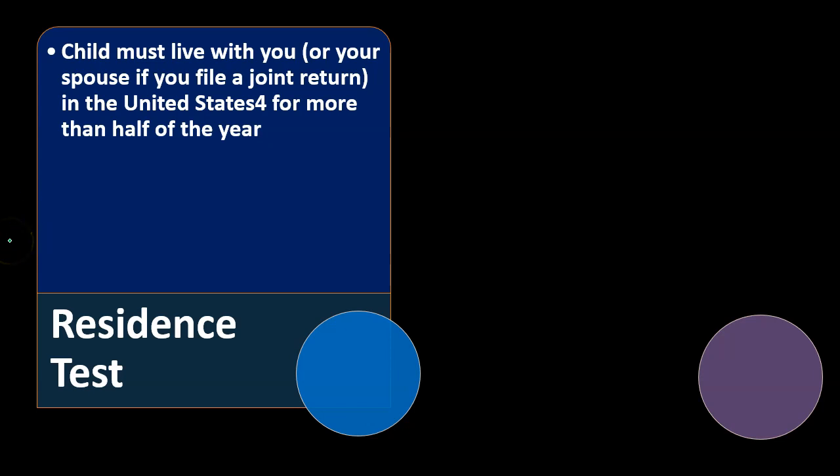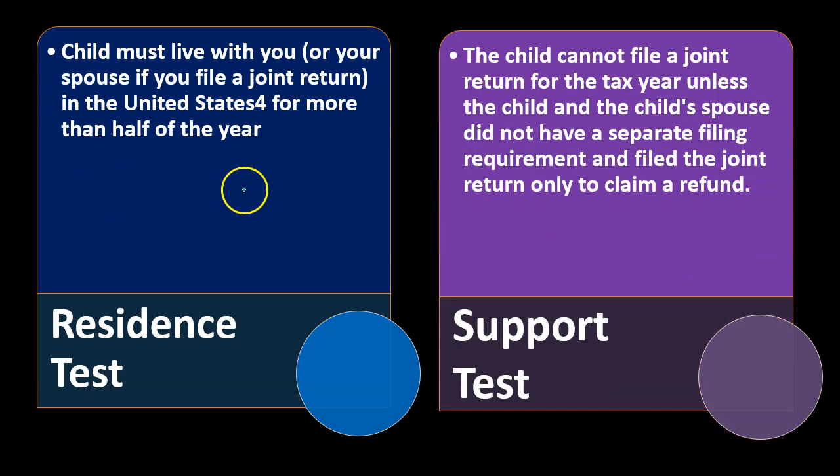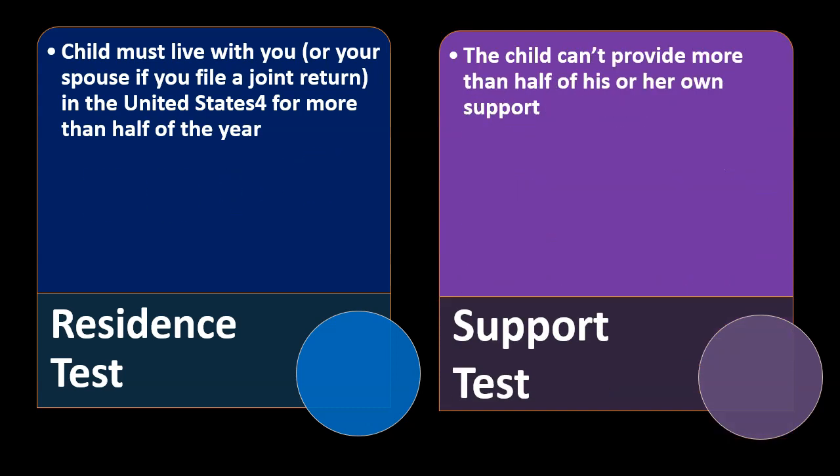Then we have the residency test. The child must live with you or your spouse if you file a joint return in the United States for more than half the year. So more than half the year, residence test. Then the support test. The child cannot provide more than half his or her own support. So notice we don't have a gross income limitation here. We have basically this general rule. The child cannot provide more than half his or her own support.